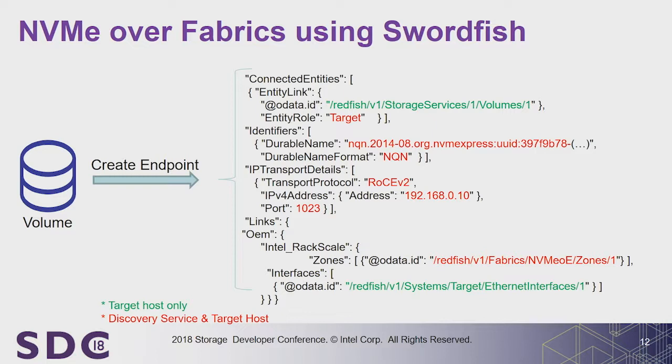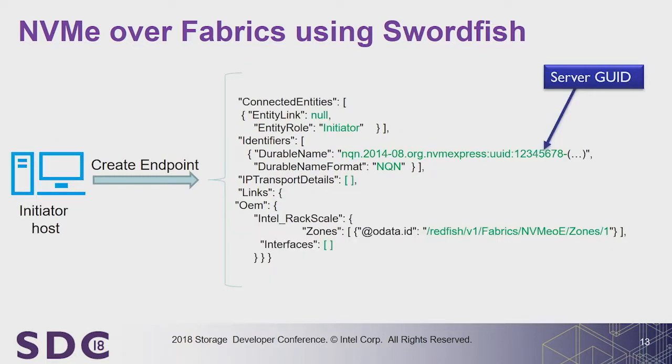So zones has no role. Okay, and next thing is to create endpoint for the initiator. As you can see, the list number of the properties is less because the target host doesn't need to know every detail of the initiator.